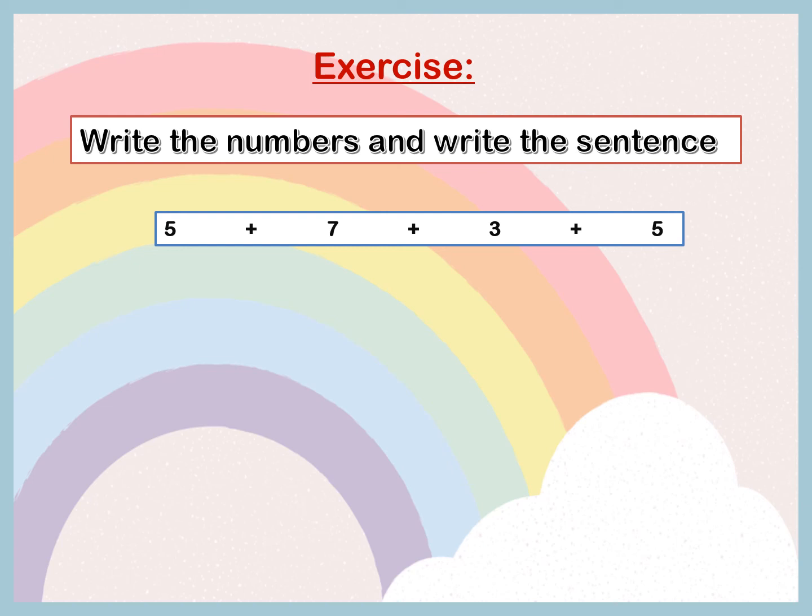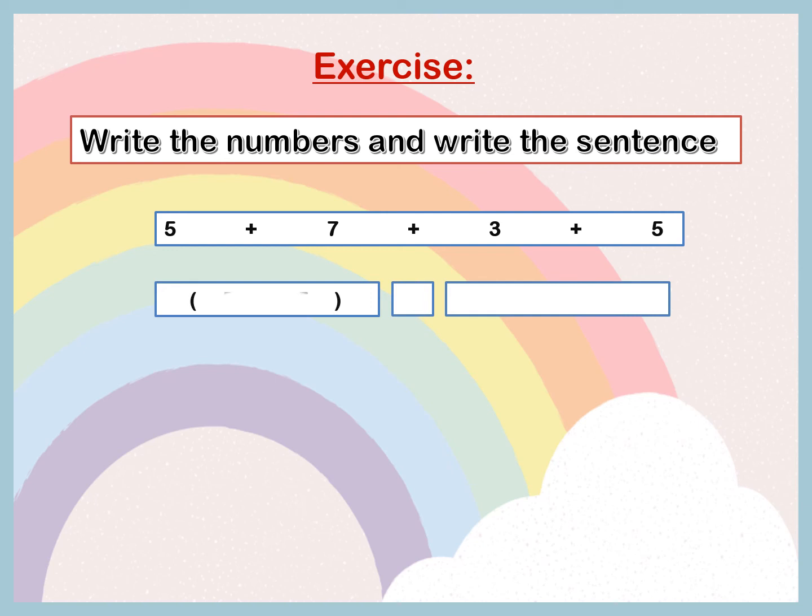Now let's check if your answers are the same as mine. We have 5 and what? 5 plus 5. Yes. So 5 plus 5 is 10. And we have 7 plus 3 equals 10. And what symbol do we need to use for this? It's the plus sign, or it's the add symbol.